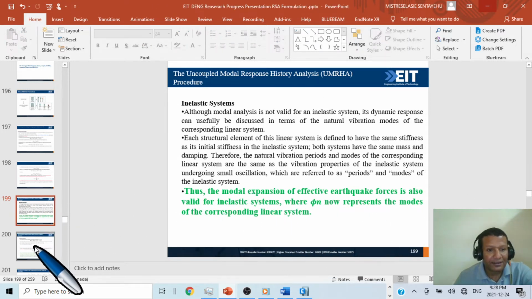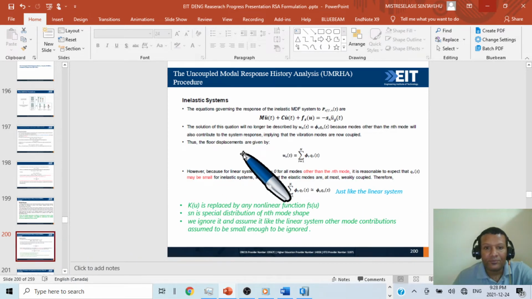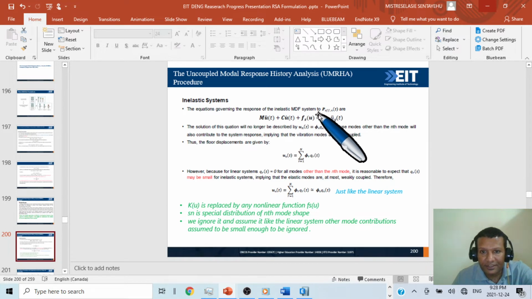So this is the underlying idea. Now, the uncoupled modal response history analysis. What Chopra says is that the equation governing the response of the inelastic multiple degree of freedom system to P effective, the nth mode, is this formula as we have found.